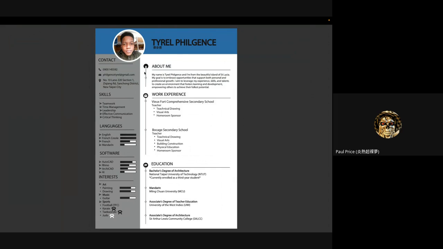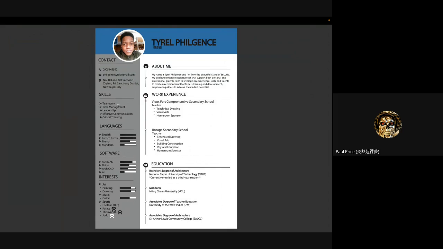Good afternoon, everyone. My name is Tyrell Philgent, and I'm from the beautiful island of St. Lucia. My design is pretty simple. I don't have all this colorful stuff. On this side here, I have my contact information, skills, some of my soft skills.